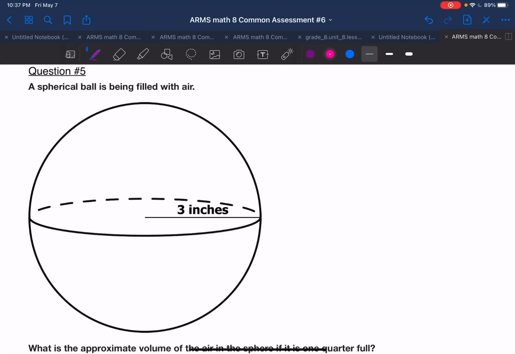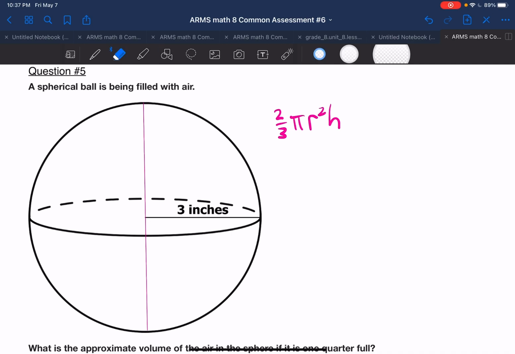Okay, for this one, now we know that a sphere, you can say, is 2/3 pi radius squared height, right? But since the radius is going to be the same thing all the way around, if the radius is 3, that means the diameter, the height, is going to be 6, right? So we actually know we have another formula that we've looked at, that we've memorized, right?